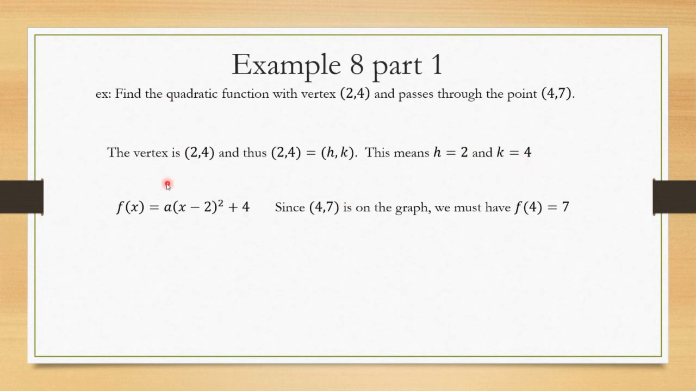But now the question is, what about the a? We know that the point (4, 7) is on the graph of the function. That means when x is 4, the whole equation has to equal 7, which is really the same as saying that f of 4 is 7. So when x is 4, we have to get 7 back.